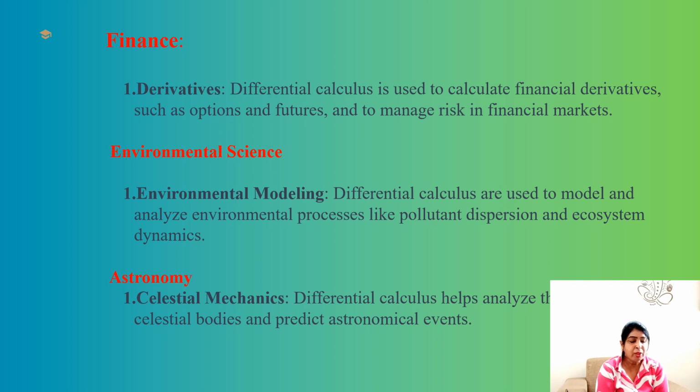Environmental science, differential calculus is used to model and analyze environmental processes like pollution dispersion and ecosystem dynamics. How are we using this in astronomy? Differential calculus is used to find the orbit of celestial bodies and predict astronomical events.